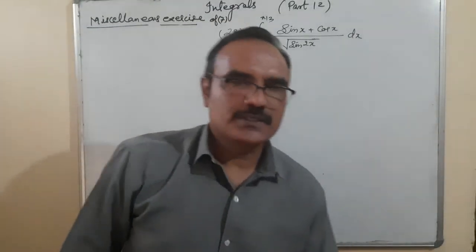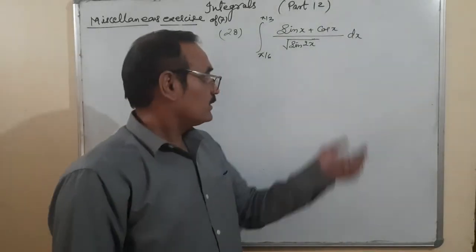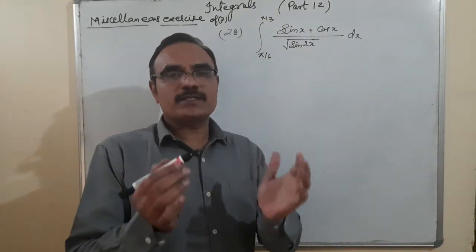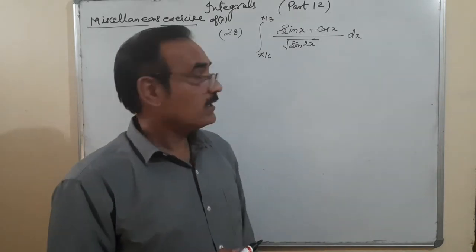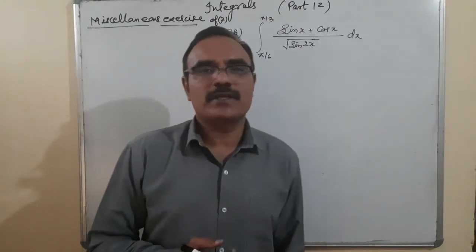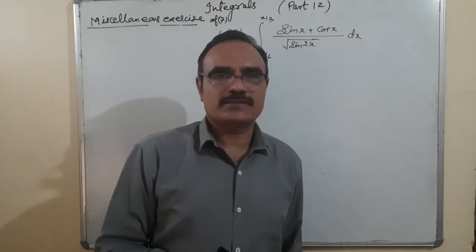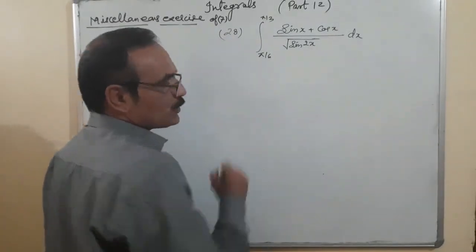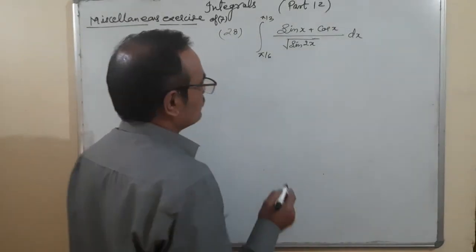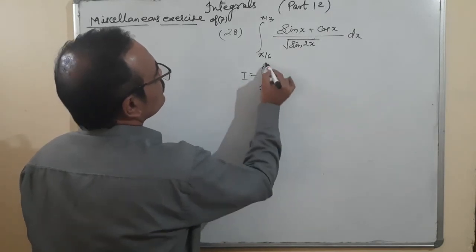Very interesting question. Since sin x plus cos x is given in the numerator, we have to create the denominator in such a way that its differentiation will be sin x plus cos x. And you know which term has a differentiation of sin x plus cos x, that is the term sin x minus cos x. So here we are going to create it in the form of sin x minus cos x.